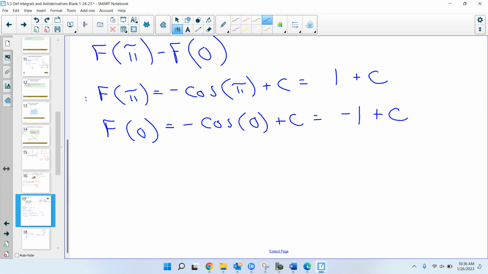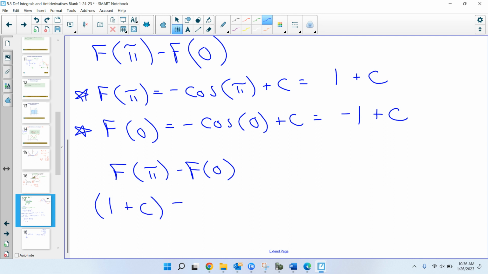So I have my position at pi. I have my position at 0. If I wanted to find my displacement, wouldn't I subtract those? So capital F of pi minus capital F of 0 would be 1 plus c minus negative 1 plus c.